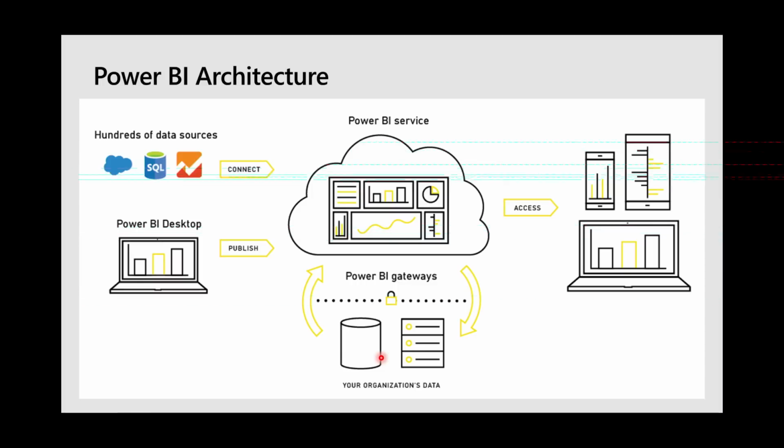And that is the main reason why there is the need of connecting those on-premises data sources to the Power BI service, which is running in the cloud. And the Power BI gateways, the on-premises data gateway, is the connector. That is the thing that provides the connection between on-premises data sources and the cloud.